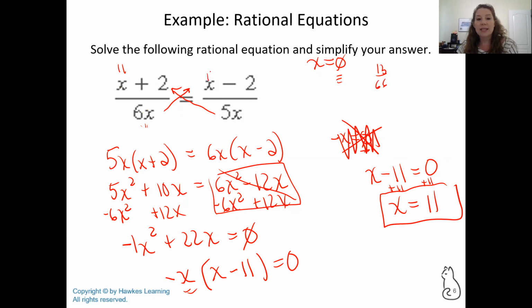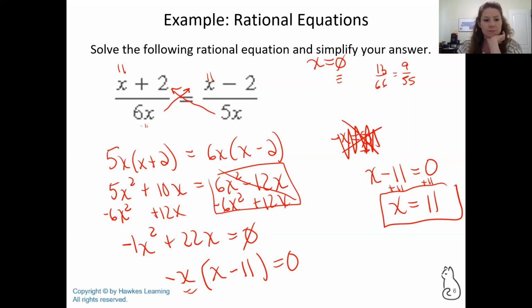And then this would be 11 minus 2, which is 9, and 5 times 11 is 55. All right, let me see, what is 13 divided by 66? It's 0.1969696. And what is 9 divided by 55? It's 0.163636. So those are not equal.